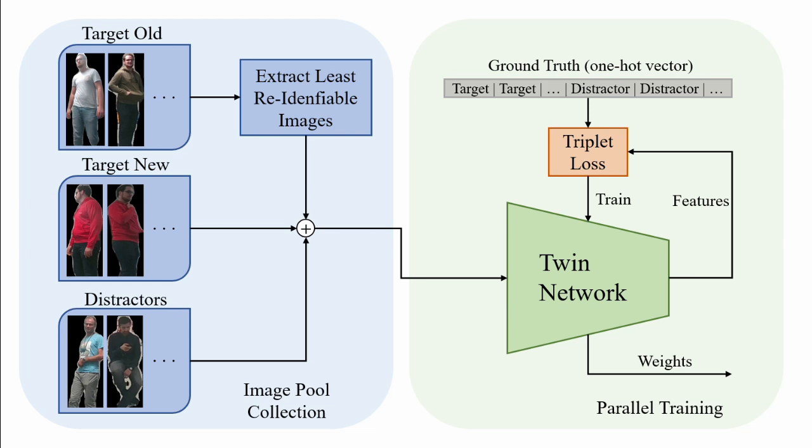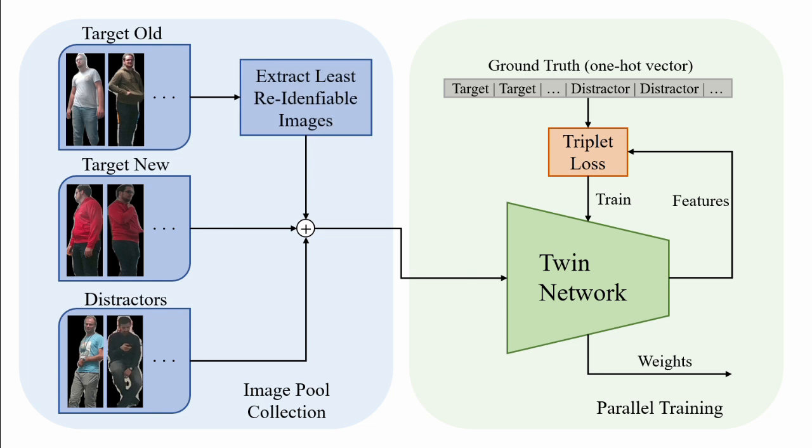In this animation, we delve into the image pool collection and parallel training blocks. Throughout the application, the image collector continuously acquires new target and distractor images. When the training procedures need to start, the image collector processes older target images, and extracts those whose features are the farthest from the statistical model obtained thus far.